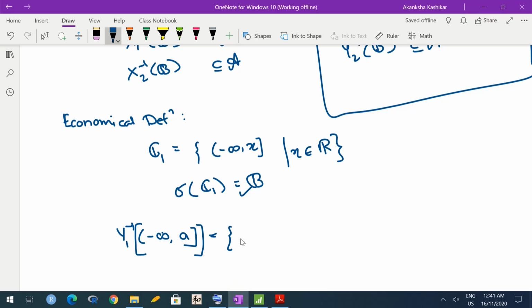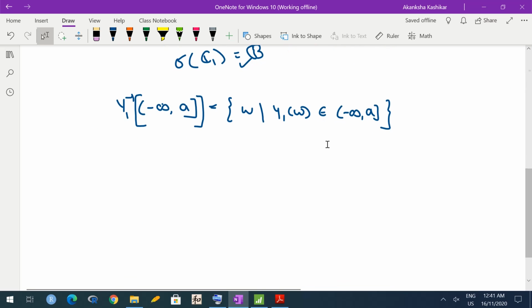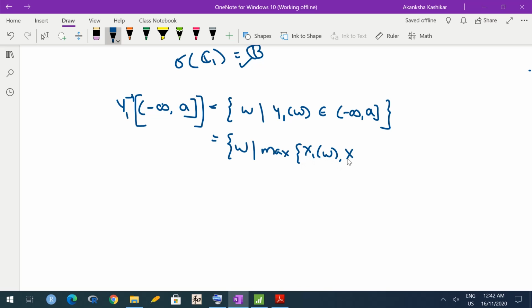So what would be y1 inverse of minus infinity to a? It would be the set of all omegas such that y1 of omega is in minus infinity to a, correct? This is the definition of inverse image. It is the set of all omega such that y1 of omega is in minus infinity to a. Now y1 is in minus infinity to a. It means that the maximum of x1 of omega, x2 of omega is in minus infinity to a.